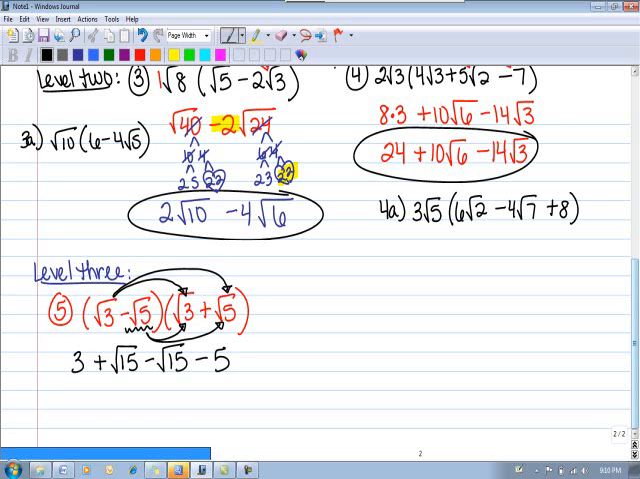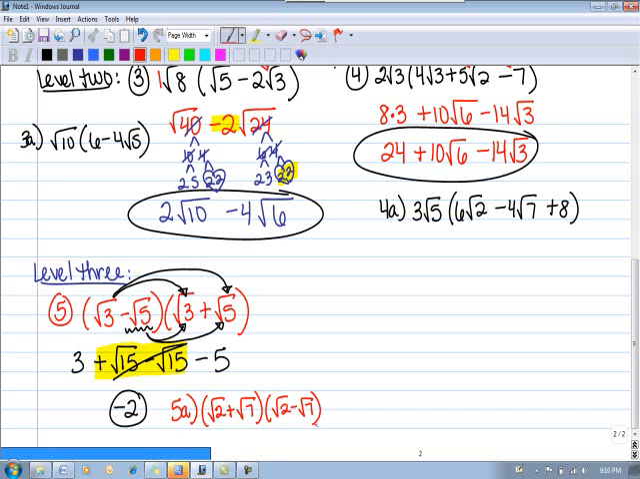Okay, so then I'm going to combine like terms here. I can combine these radical 15s together, and they actually end up just canceling each other out. And then I have 3 minus 5, which is negative 2. So negative 2 is my final answer. Your 5A question is radical 2 plus radical 7 times radical 2 minus radical 7.